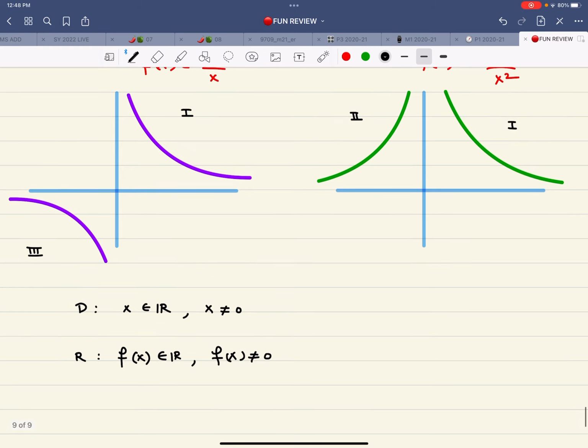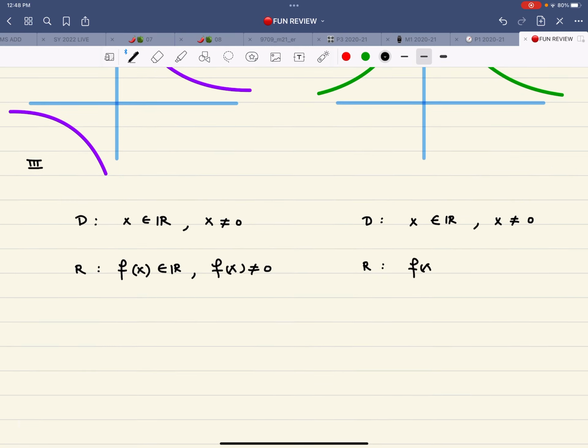For the second one, what is my domain? The same as the first one. So domain is x is an element of real numbers. At the same time, x should not equal 0. But now what is the range? It's not all real values. It's only positive values. So therefore, f(x) is greater than 0, not equal to, greater than 0. I think that says it all. I don't have to write y not equal to 0, because it already says f(x) is greater than 0. Got it?